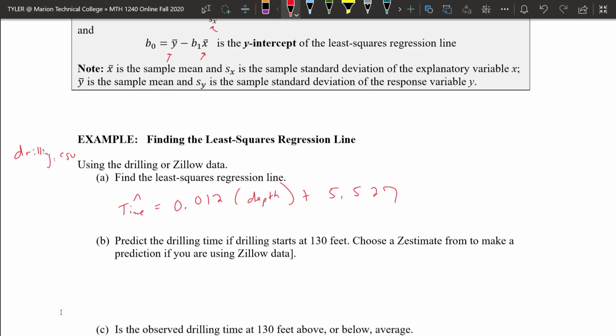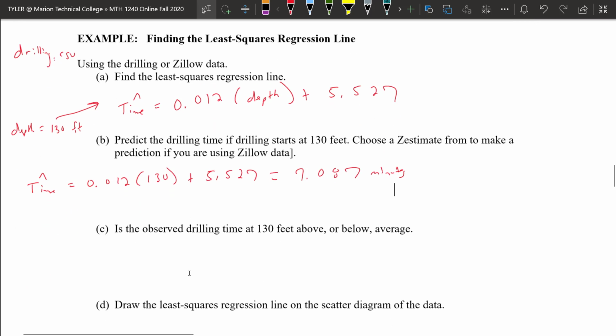So then part B is to predict the drilling time if the drilling starts at 130 feet. So what we want to do is use this equation and plug in depth equals 130 feet and find the appropriate time hat value that my function gives. So we would have time hat equals 0.012 times 130 plus 5.527, and this gives me 7.087 minutes back.